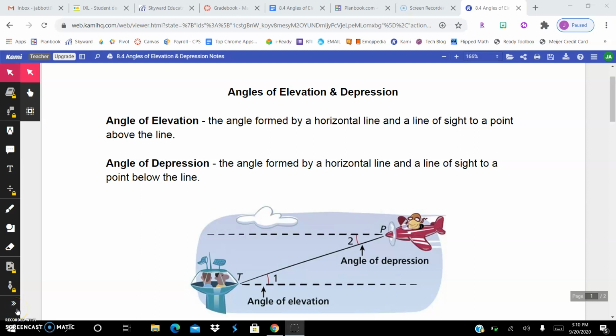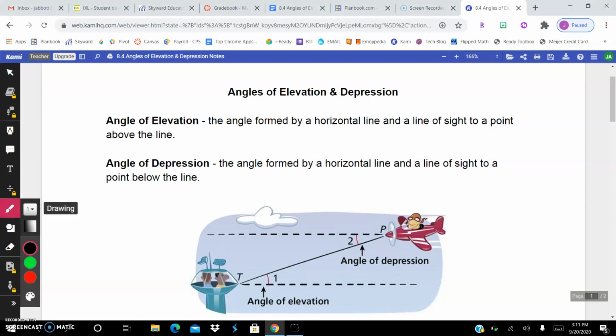Today's lesson is on angles of elevation and depression. An angle of elevation is the angle formed by a horizontal line and a line of sight to a point above the line. So looking at the people in the control tower down here, they're looking up at the plane, forming the line of sight to a point above the horizontal line, and the horizontal line would be straight out from them. So this angle right here is an angle of elevation. It's an angle that is positive, opening up from the horizontal line.